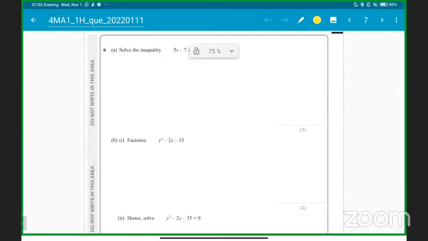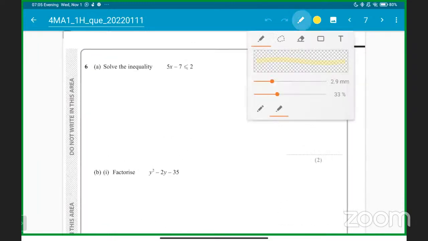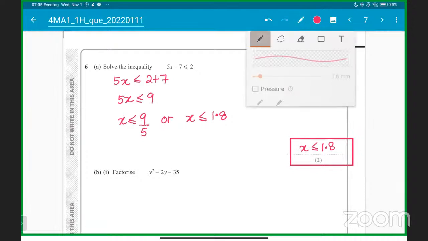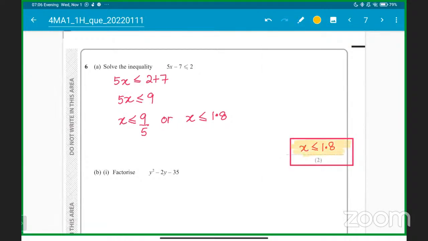Next, we have some inequalities, factorization and solving. So let's quickly do that as well. 5x minus 7 is less than 2, so it will be 2 plus 7, and you get 5x is less than 9. So x is less than 9 divided by 5. You can keep the answer as it is, or you can divide as well. 9 divided by 5 is 1.8. So you can write x is less than 1.8. I think that will be the better one, written in decimal. Understood? Sure.